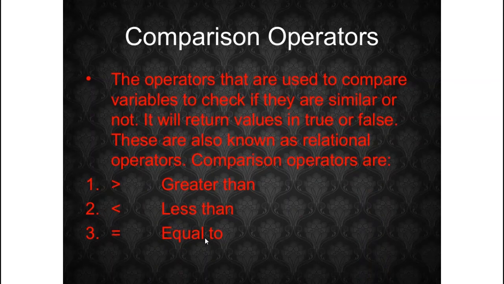Comparison operators. The operators that are used to compare variables to check if they are similar or not. It will return values in true or false. These are also known as relational operators. Comparison operators are greater than, less than, and equal to.